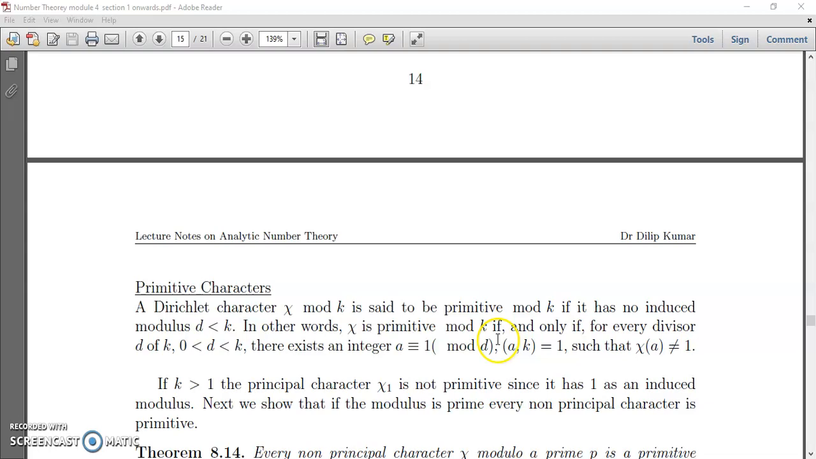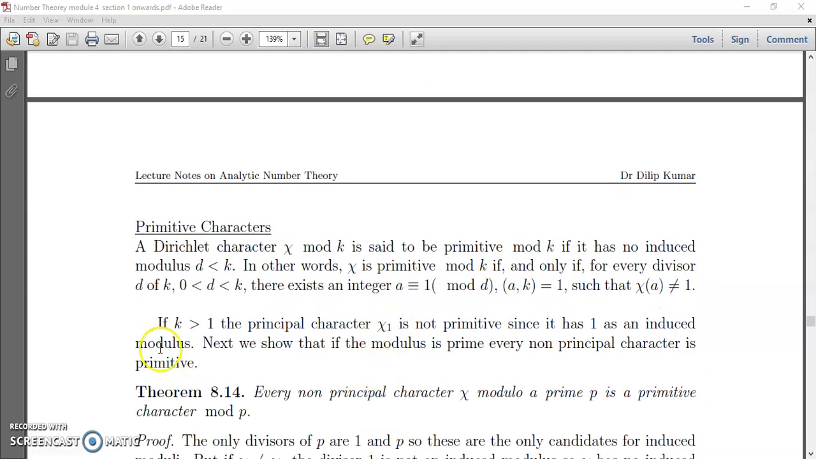the Dirichlet character is primitive. So if k is greater than 1, the principal character chi1 is not primitive, since it has 1 as an induced modulus. So in case k is greater than 1, 1 is an induced modulus only in the case chi is equal to chi1. So if chi is not chi1, then there is no induced modulus. 1 is not an induced modulus.